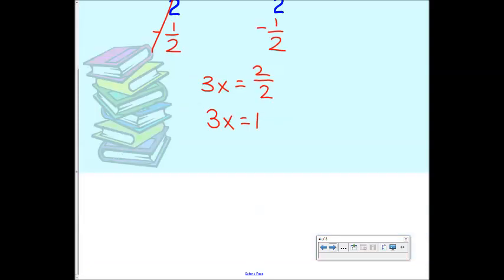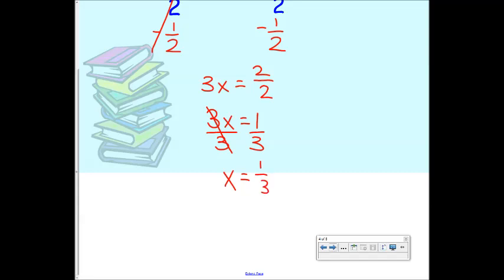A lot of you guys just did that mentally in your heads, which is totally fine. All right? How would I finish? Divide by 3, divide by 3. What happens to these? They go away. What do I have left? X equals 1/3. Exactly.